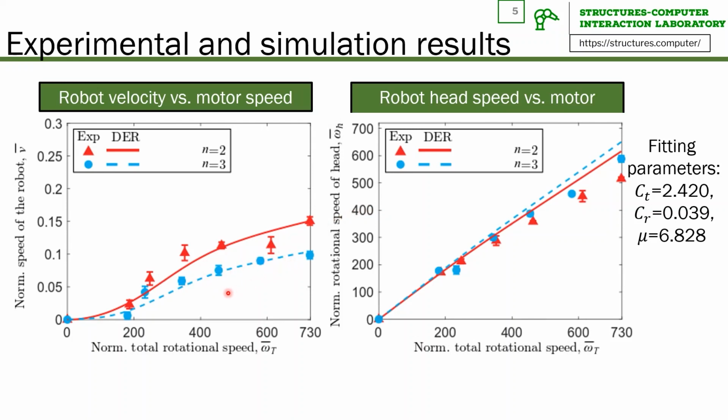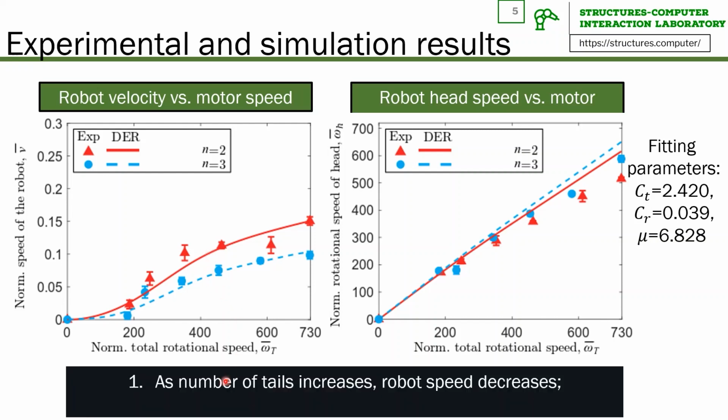The simulation results match quantitatively well with experimental data. One interesting finding is that at the same omega_T bar, the two-tailed robot actually moves faster than the three-tailed robot. So as the number of tails increases, robot speed decreases.